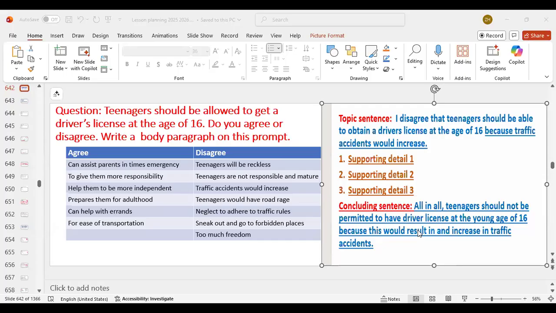All right, thank you. So teenagers should... this is Ranique Wood. Teenagers should be allowed to get a driver's license at 16. Drivers help them become more responsible and independent. They can assist parents during emergencies, allows them to help with errands and transportation, learn their drives, help them for adulthood. Where's Ranique Wood? Ranique, are you there?